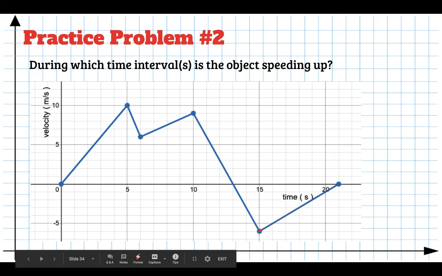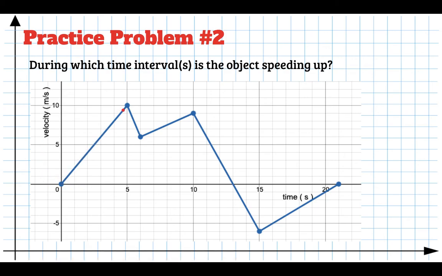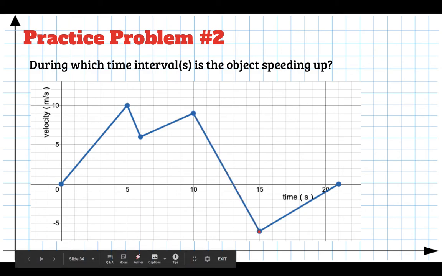So the way that helps me to remember it is, on a velocity versus time graph, if you are moving away from the axis, you're speeding up. If you're moving towards the axis, you're slowing down. If you're moving away from the axis, you're speeding up. Towards the axis is slowing down. And now I'm moving away from the axis again. That's speeding up and then slowing down.